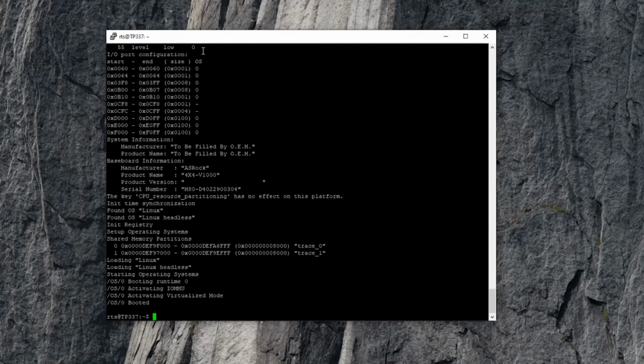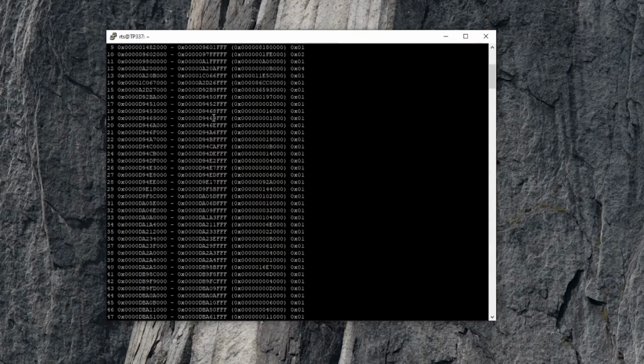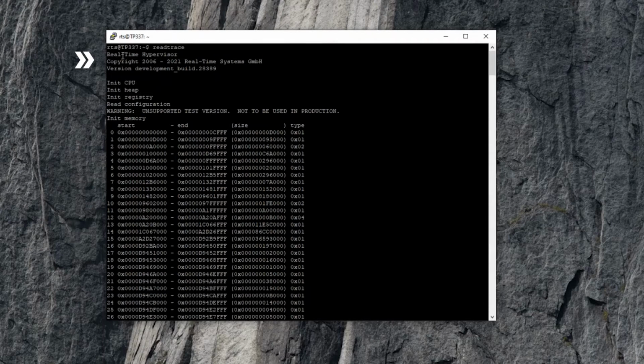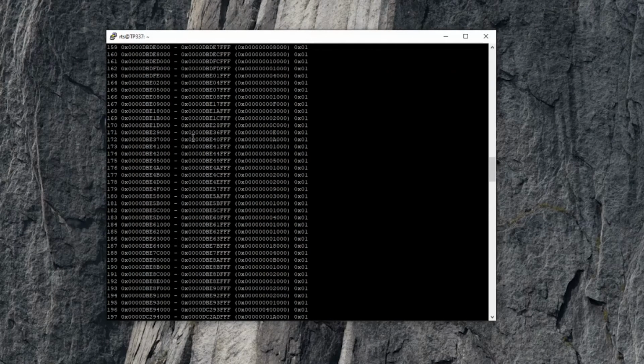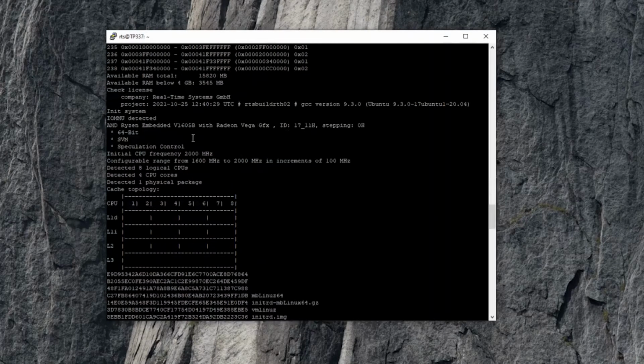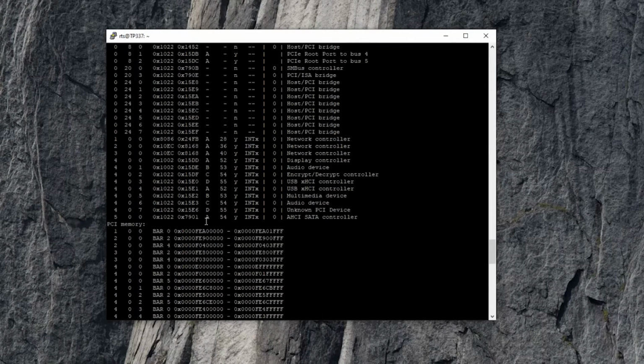We press Enter and then scroll up. We can see on the top that we are booted with the hypervisor. It will also show you some general hardware information, like for example, the detection of the cache memory in your hardware, and all the PCI devices that are available on your system.